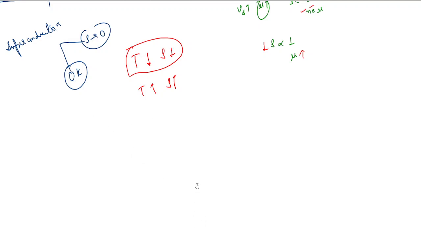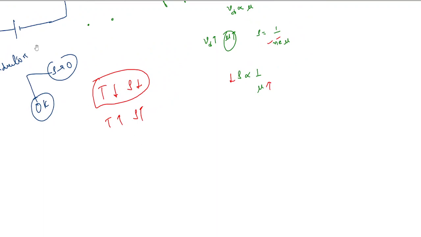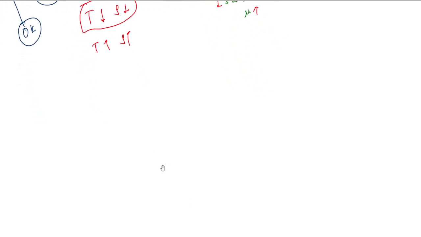Now coming back to our case here, it is seen that there is a direct relationship between temperature and resistivity. Mathematically, there is a form for them, and that form is rho is equal to rho naught into 1 plus alpha into delta T. Now here rho is the resistivity at any temperature, say T.